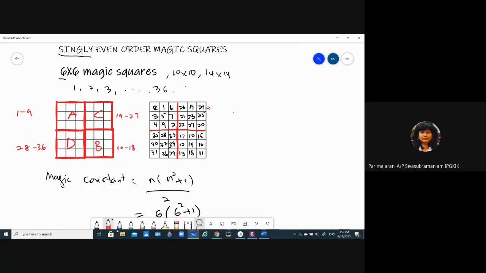So it is not equal to 111, and we want 111. That means we haven't finished yet. So you look at these 6 squares, we have to do something about this.